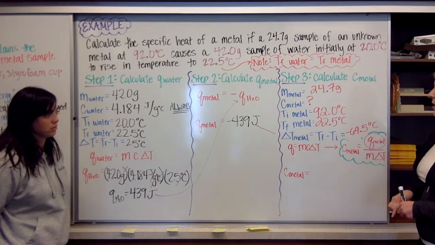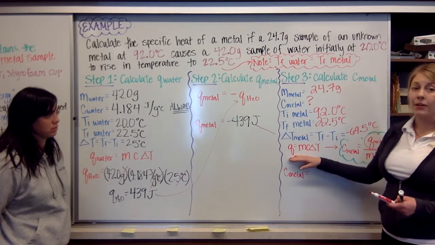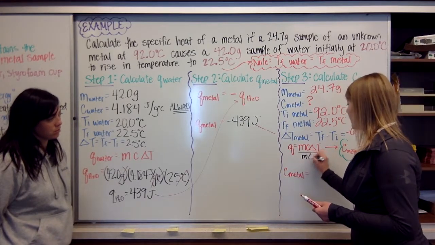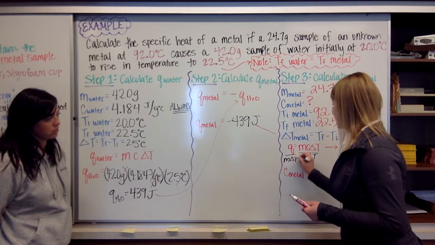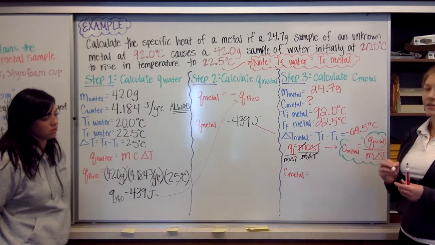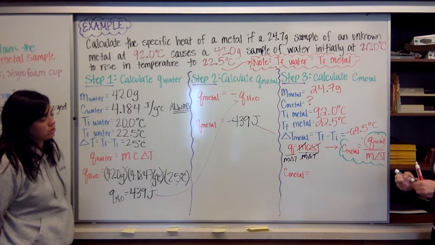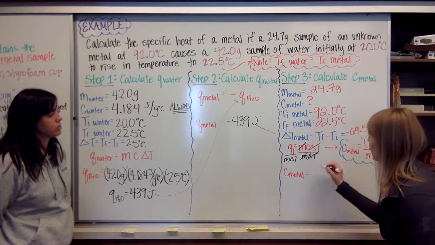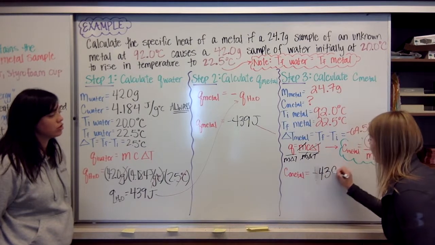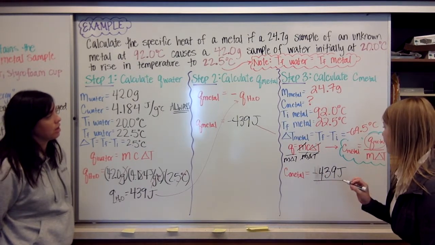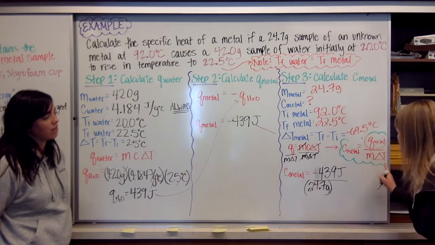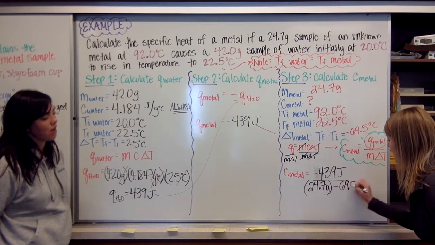We get a negative. All right, so we're going to use Q equals MCΔT again, this time for the metal. But remember, we need to rearrange the equation. So to get C all by itself, we need to divide by MΔT. ΔT crosses off, M crosses off. So we get C is equal to Q over MΔT, which is what I have here. So we are going to take the Q metal, which we solved for right here, negative 439 joules, divided by the mass, which is 24.7 grams, times negative 69.5 degrees Celsius.